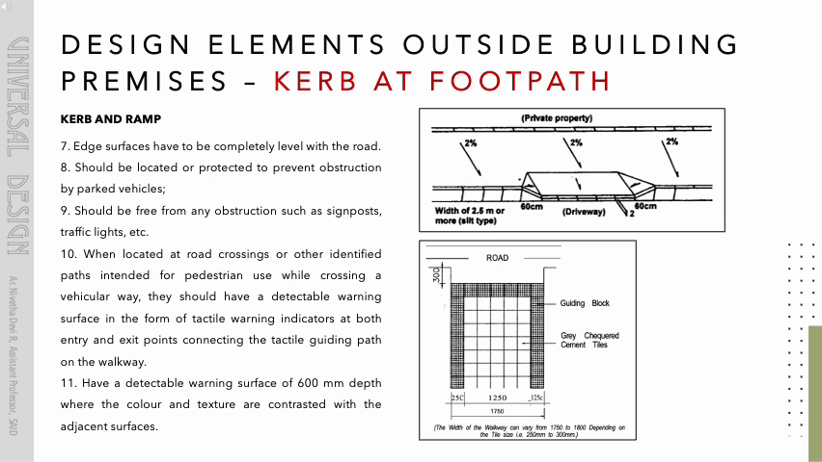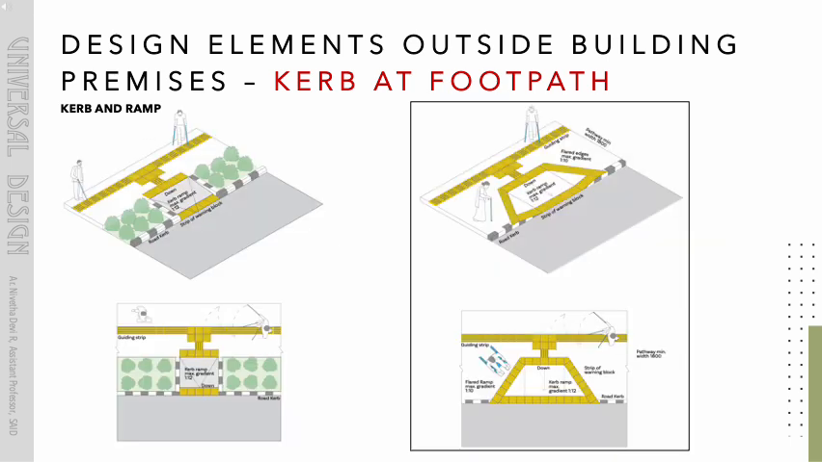9. Should be free from any obstruction such as signposts, traffic lights, etc. 10. When located at road crossings or other identified paths intended for pedestrian use while crossing a vehicular way, they should have a detectable warning surface in the form of tactile warning indicators at both entry and exit points connecting the tactile guiding path on the walkway. 11. Have a detectable warning surface of 600 mm depth where the color and texture are contrasted with the adjacent surfaces. Curb and ramp standard design.